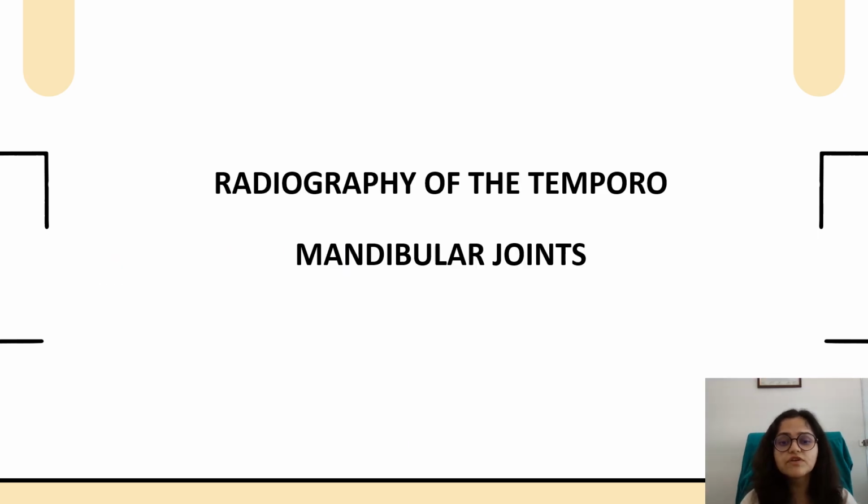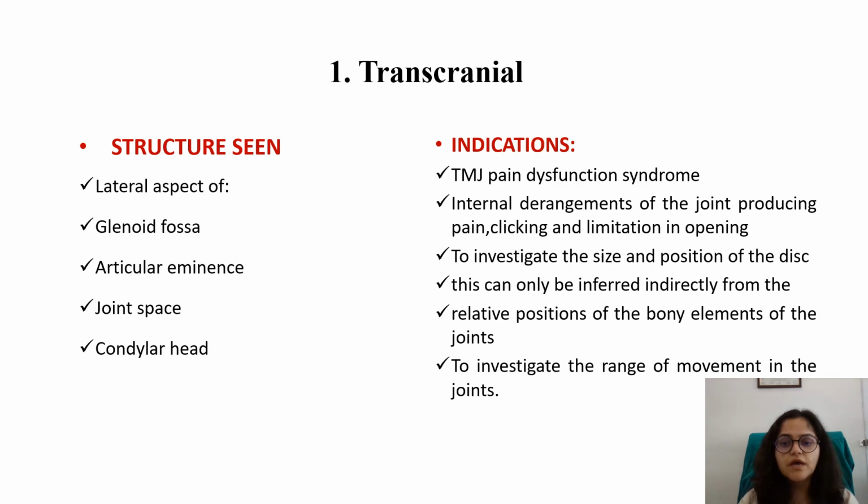Next comes radiographs of the temporomandibular joint. First is the transcranial view, in which the structures seen are the lateral aspect of the glenoid fossa, articular eminence, joint space, and the condylar head. The indication for the transcranial view is TMJ pain dysfunction syndrome, any internal derangement of the joint which may be producing pain, clicking, or limitation in mouth opening.